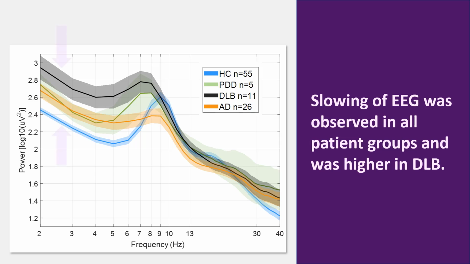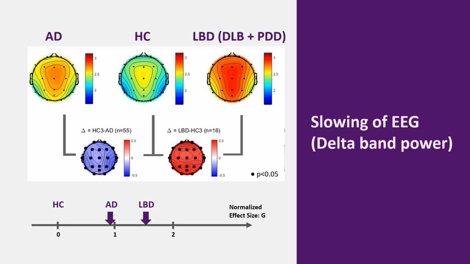Slowing of EEG, as evidenced by an increase in power of low frequencies, was observed in all patient groups, particularly in the DLB group. Topographical maps of delta band power were compared to healthy controls. Normalized effect sizes of the increase in power were higher in the LBD group.